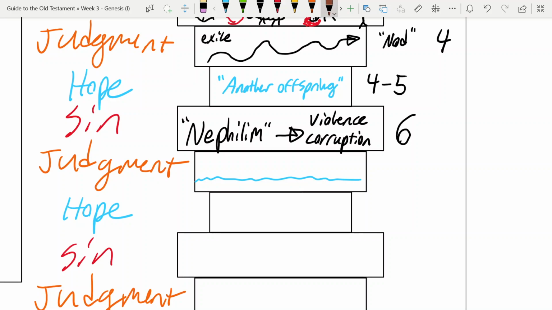So we get this major instance of judgment now where only one man and his family is saved. That's, of course, Noah. Now, here I've made an invisible ark because you can see the water through it, but oh well.